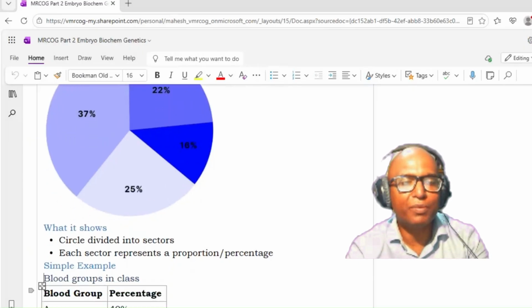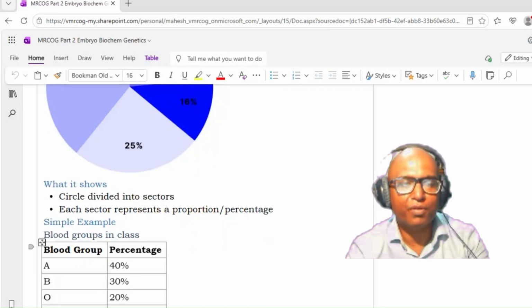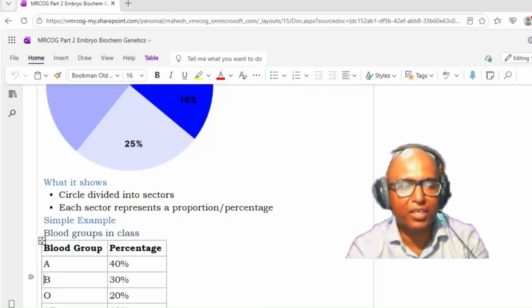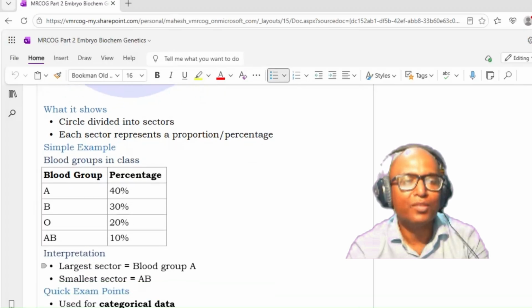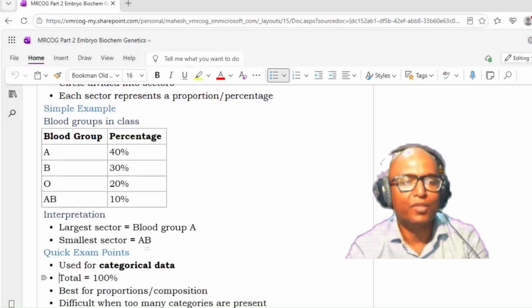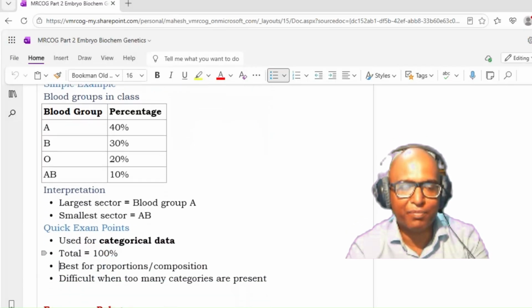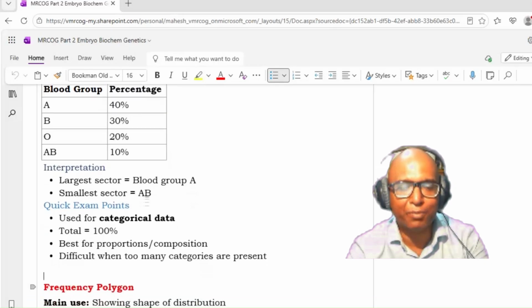Example is blood group in the class. A blood group 40% people, B blood group 30% students, O blood group 20%, AB only 10%. So the largest sector is blood group A, the smallest is AB. It is used for categorical type of data. Total is always 100%. Best for proportion or composition. Difficult when too many categories are present. Suppose there are many categories and the percentage is hardly 0.1%, 0.2% for certain categories, then the pie chart may not show it appropriately.